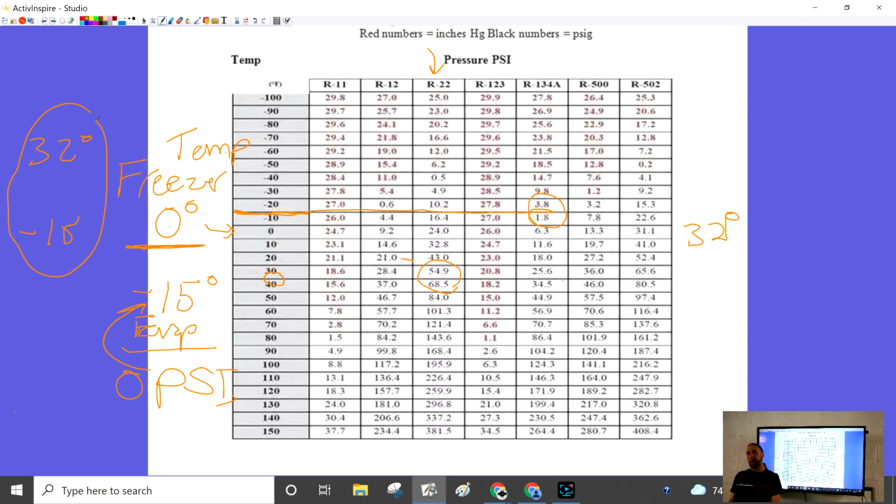Well, when the system's running, if we're running at 15 below zero in the back of the customer's refrigerator, that's all going to freeze up. That's not good. We can't have that freezing up.